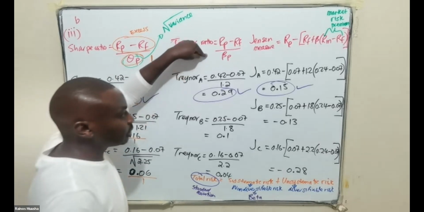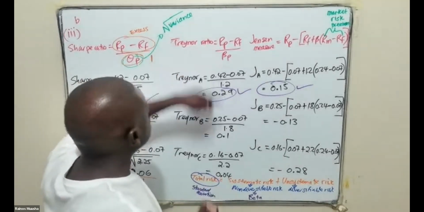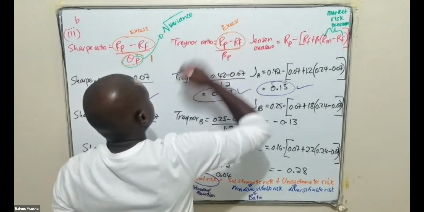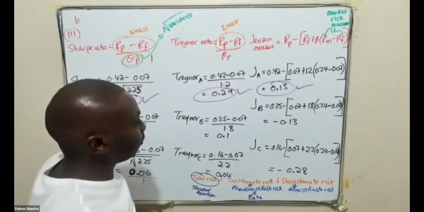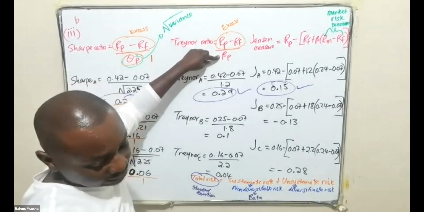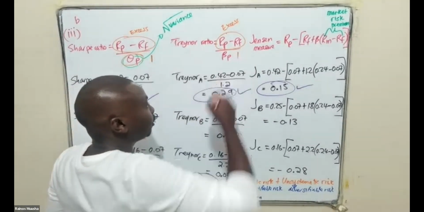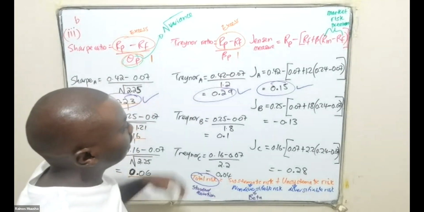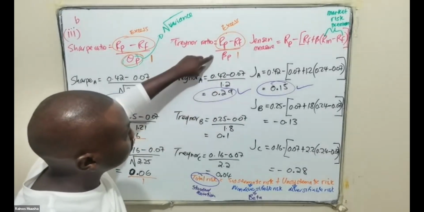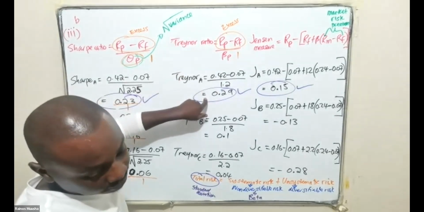Then here, when you look at the Treynor measure, you're basically saying how much excess return is each portfolio performing for 1 unit of systematic risk, which is your beta. So given that your beta is equal to 1, so for 1 unit of your systematic risk, how much is each portfolio performing? And we see that with the Treynor measure, A is still better performing.